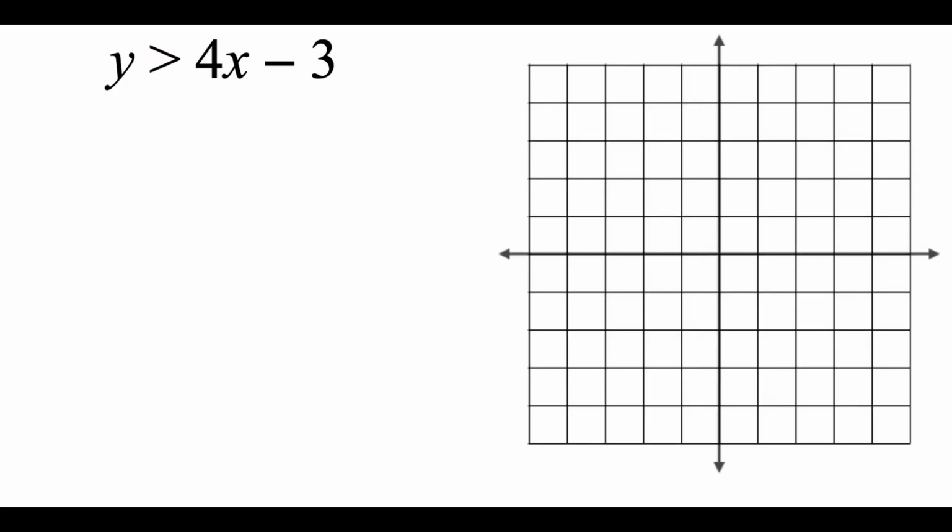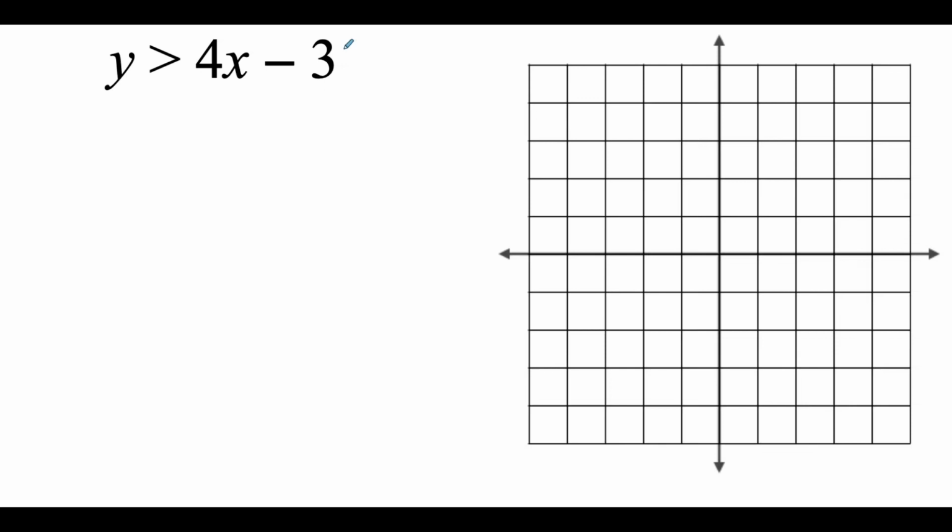So for this first example, we've got the inequality y is greater than 4x minus 3. Step number one says that we want to get our inequality to look sort of like a y equals mx plus b equation. And that's what we've got happening here. We don't have an equal sign in there. We've got that greater than symbol, but this equation still sort of has that y equals mx plus b look to it. So now what we're going to do is start plotting this out.